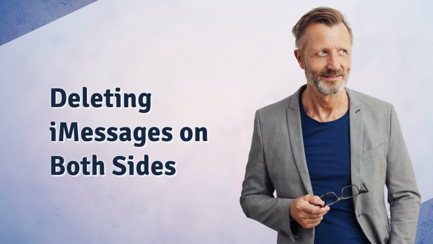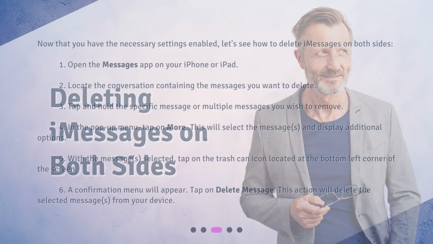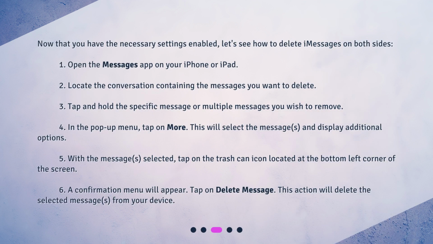Deleting iMessages on both sides. Now that you have the necessary settings enabled, let's see how to delete iMessages on both sides. 1. Open the Messages app on your iPhone or iPad. 2. Locate the conversation containing the messages you want to delete. 3. Tap and hold the specific message or multiple messages you wish to remove.